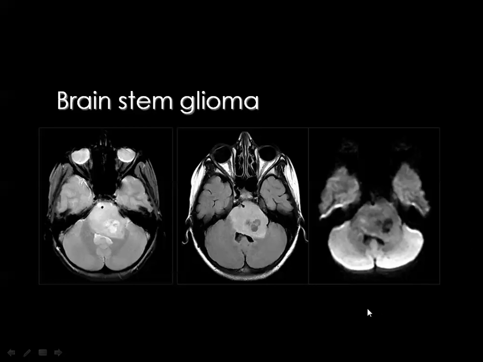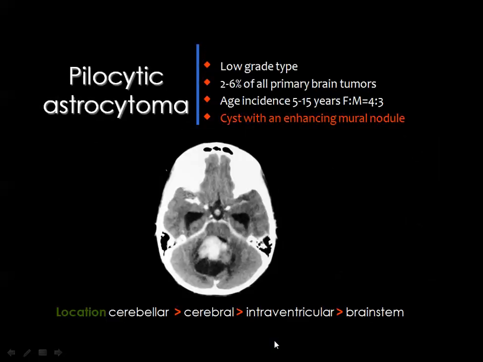And pilocytic astrocytoma is one of the common lesions seen in the posterior fossa of the child. The characteristic appearance by CT and MRI is the presence of a cyst, and inside the cyst you see a solid nodule which is enhancing. A cyst with an enhancing mural nodule is highly diagnostic of pilocytic astrocytoma in the posterior fossa, especially in children. And you see the incidence is between the ages of 5 to 15 years old, and it represents about 2 to 6% of the primary brain tumors.